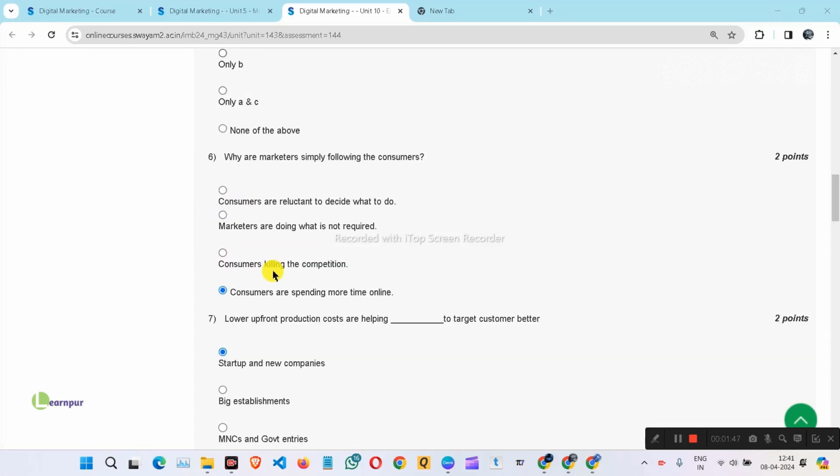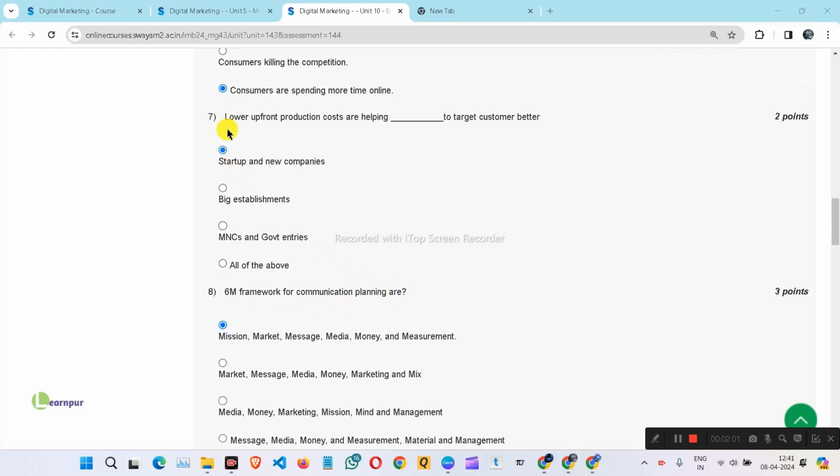In question number 6, why are marketers simply following the consumer? The answer will be option D, consumers are spending more time online. For question number 7, lower upfront production costs are helping dash to target customers better. The answer will be option A, startup and new companies.